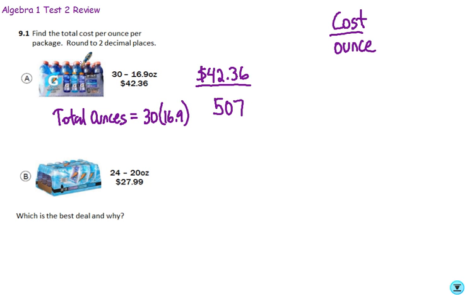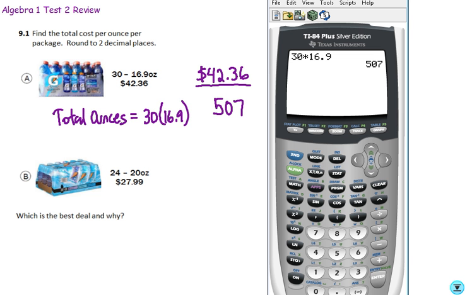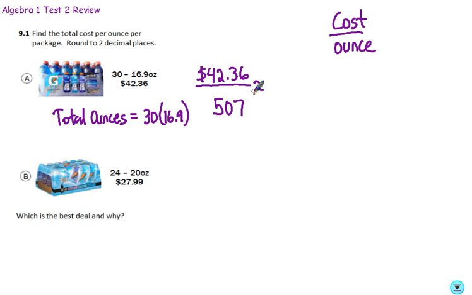Now what we're looking for is the cost per ounce. So we would divide 42.36, which is the total cost, by how many ounces we're getting, a total of 507 ounces. And what we get is .08 and then a bunch of decimals. Well, since we're talking about pennies, we're talking about cents, we just cut it off after 2 decimal places. So let's just say .08. And since we're rounding, we do a little squiggly: approximately 8 cents. So for each ounce, it's going to cost you 8 cents.